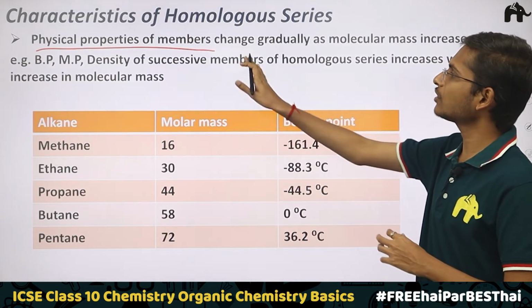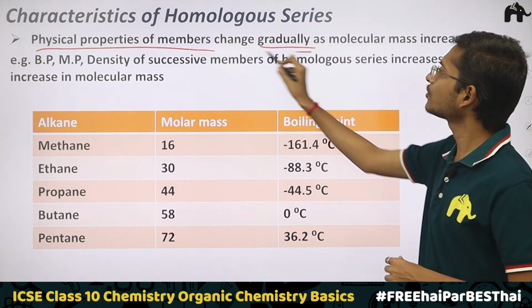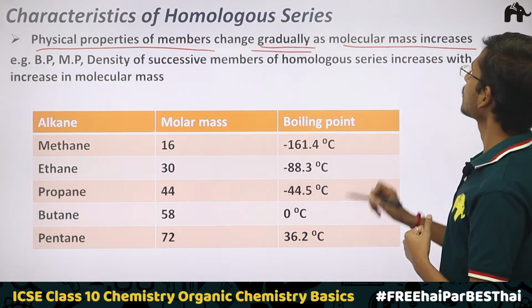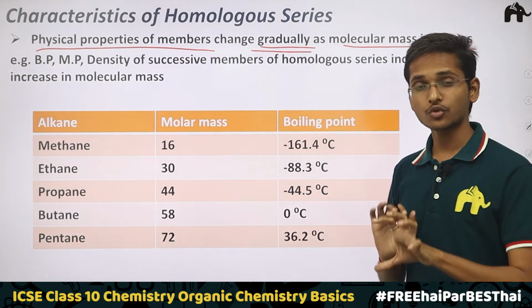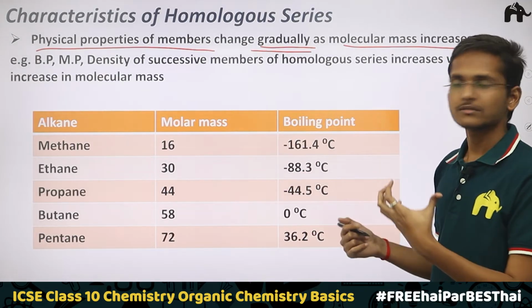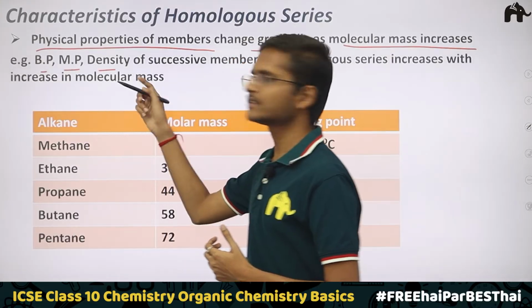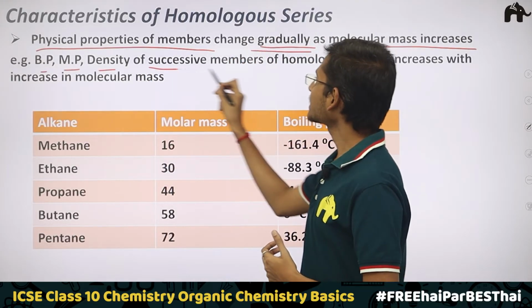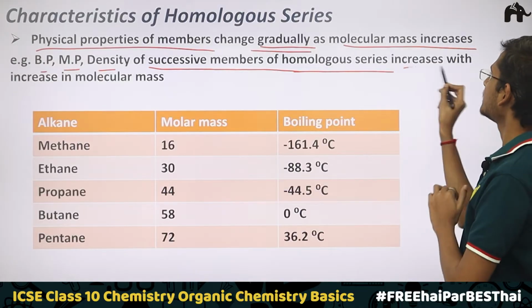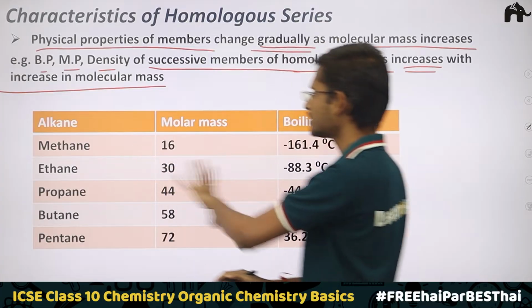The physical properties of the members of a homologous series change gradually as the molecular mass increases. We will see an example so you understand how the physical properties change. The boiling point, melting point, and density of the successive members of the homologous series increase with the increase in molecular mass. How? Let's see this table and understand.